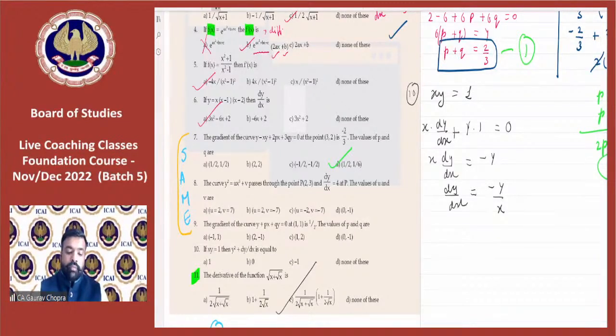Now what do we have to do? We have to calculate the value. So one thing that can be done: this is simply dy by dx, that is the given derivative. So if we have to calculate y square plus dy by dx, what is dy by dx? Minus y upon x. And then we can get the result.